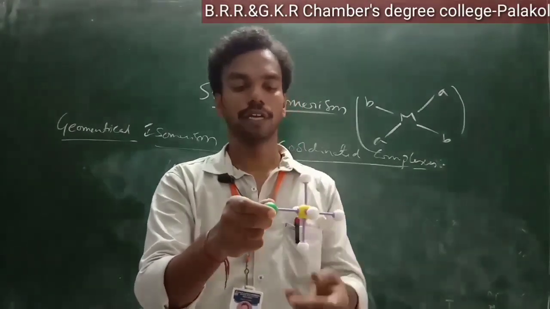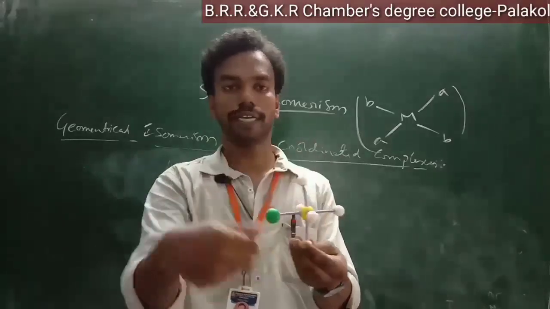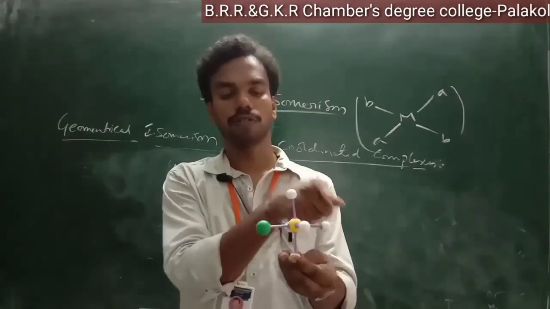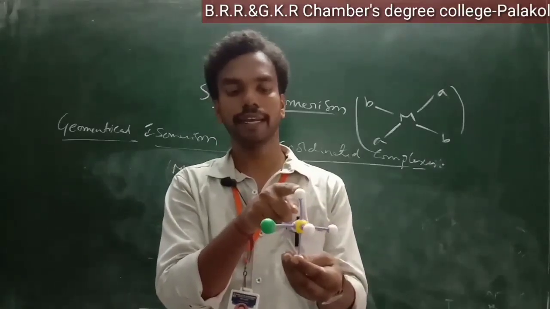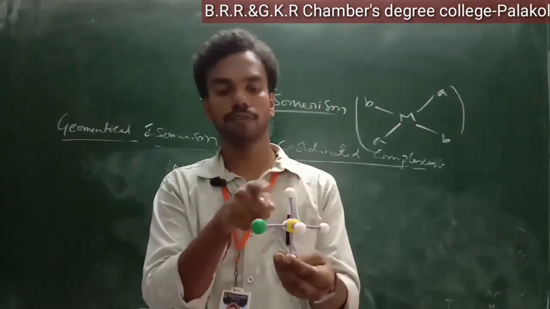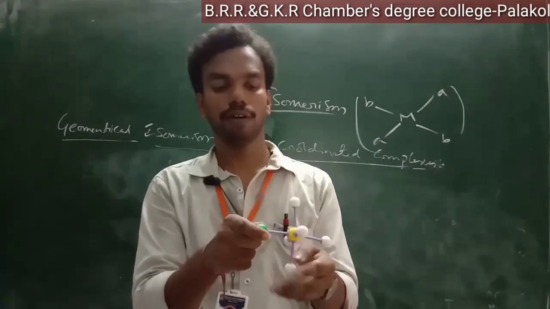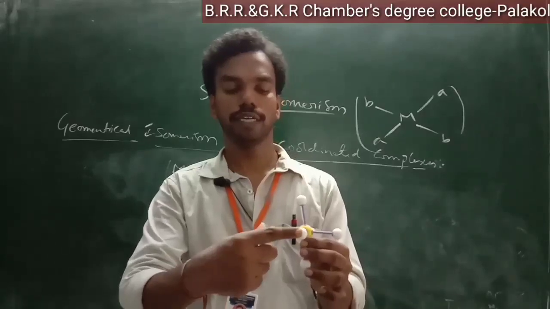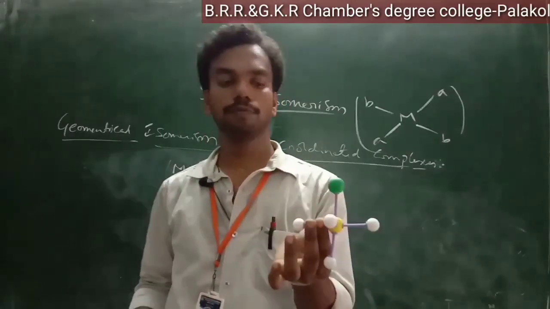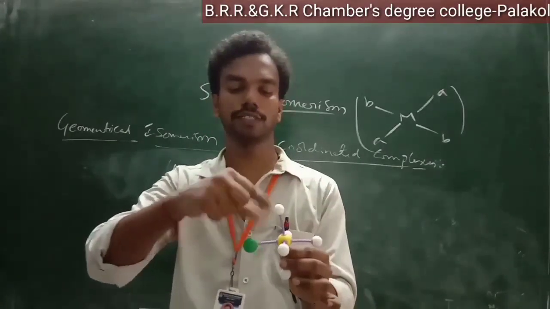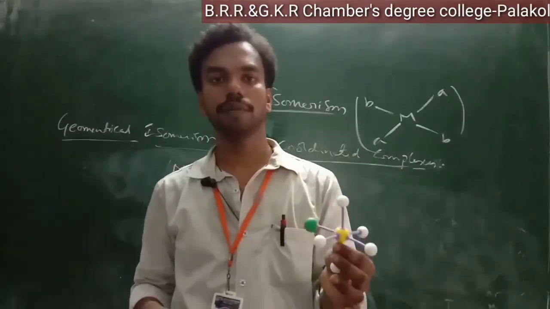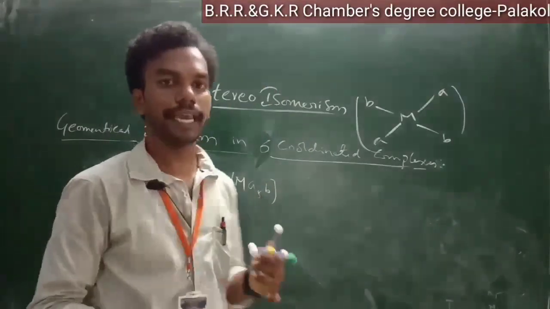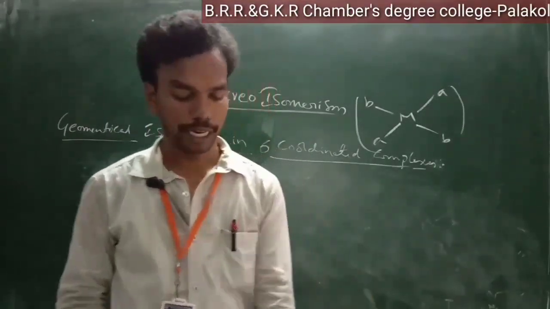Identical structure. There is no spatial arrangement because all these four ligands are the same. So the cis position ligands and trans position ligands are the same. With respect to this ligand, these four ligands are cis and this ligand is trans. If you change these two ligands, you get the same complex. So there is no spatial arrangement of ligands. That's why MA5B does not show any geometrical isomer, right?